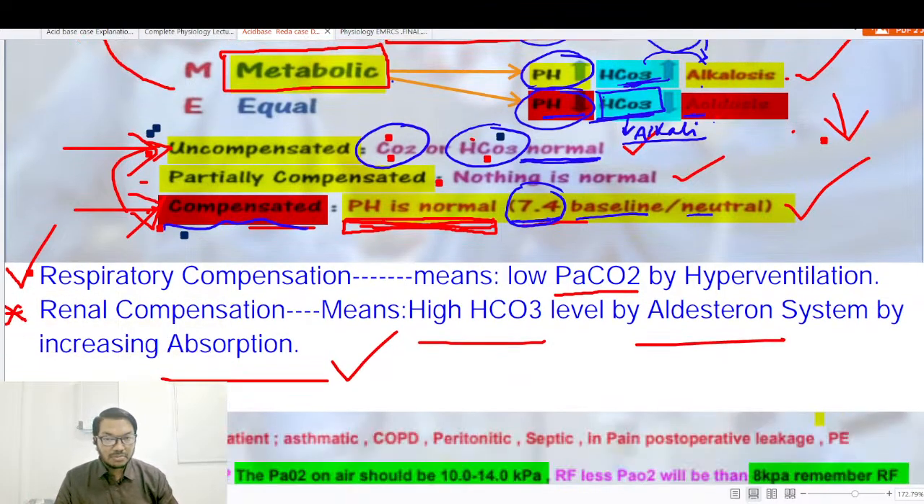Now renal compensation means high bicarbonate level, by the aldosterone system, by increasing absorption in the renin-angiotensin-aldosterone mechanism. We will read this thing.